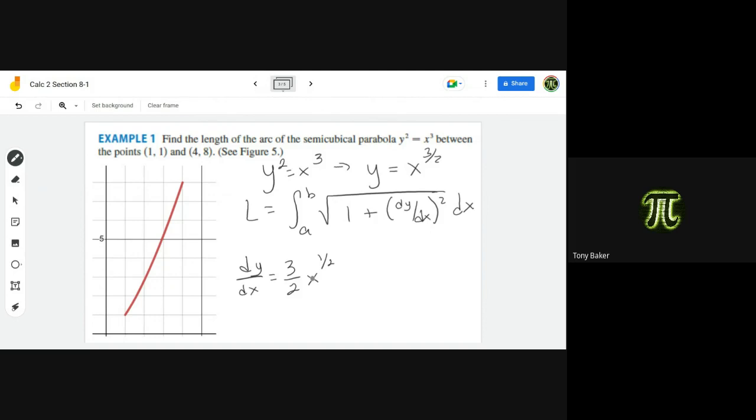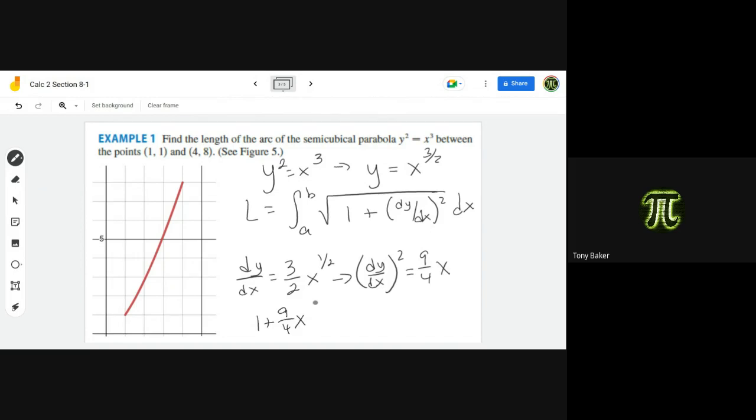Everybody got that point? Make sense? Okay. Now, when you're doing this problem, do not try to do the whole problem at once. Work underneath the square root first, and then deal with your square root. So the next piece I need is (dy/dx) squared. So I'm going to square that. That becomes 9/4 x. Now I end up having 1 plus 9/4 x.